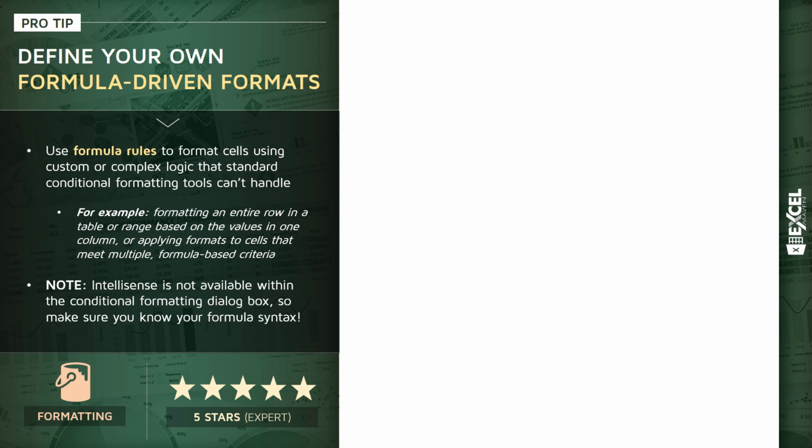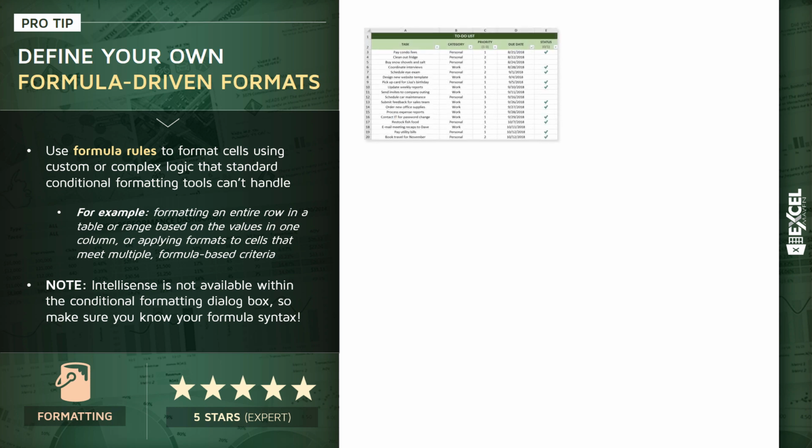For example, we're going to apply formatting to entire rows based on values in other columns. We're going to apply formats to cells that meet multiple formula-based criteria using things like conditional statements and logical operators. In this example, we're going to take a look at a to-do list. We've got a list of tasks, categories, priorities, and due dates.